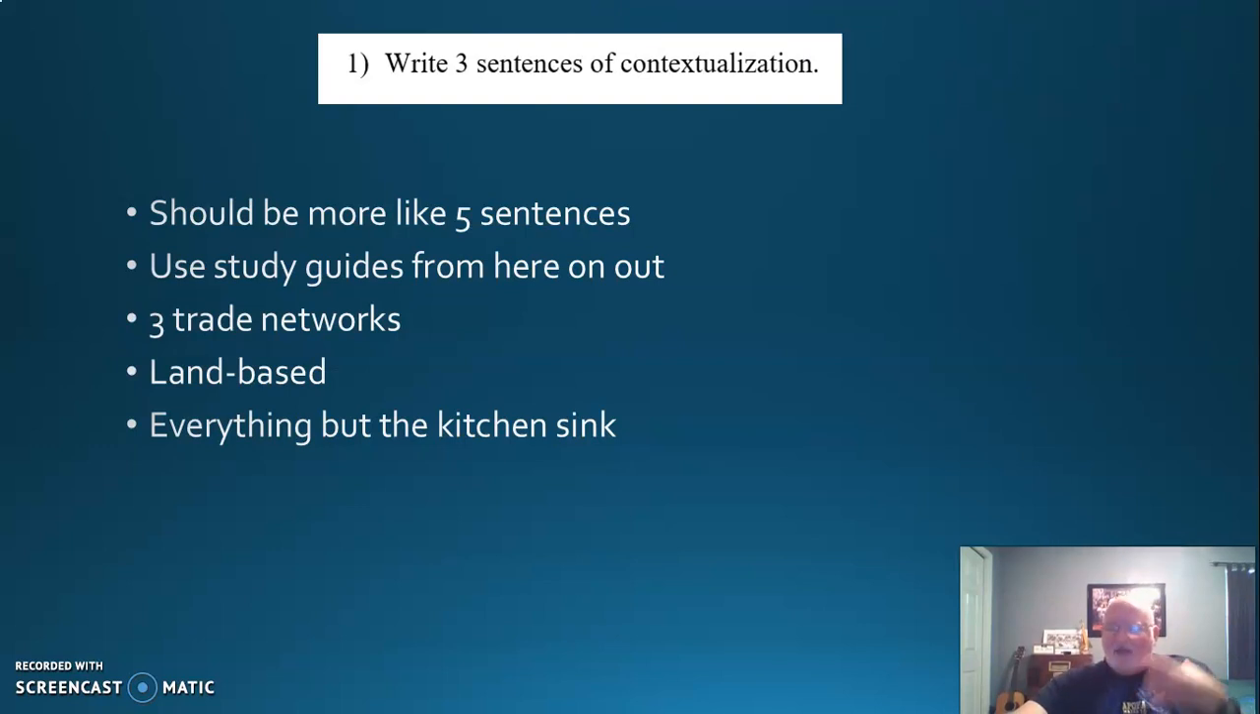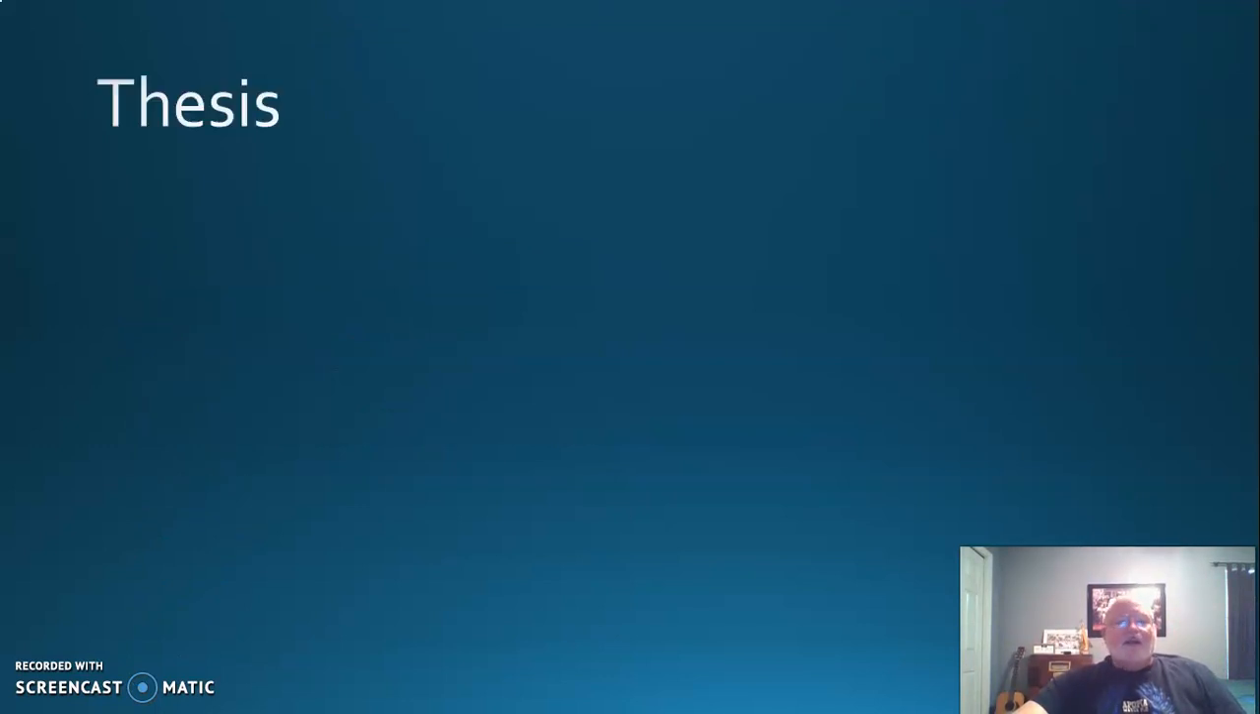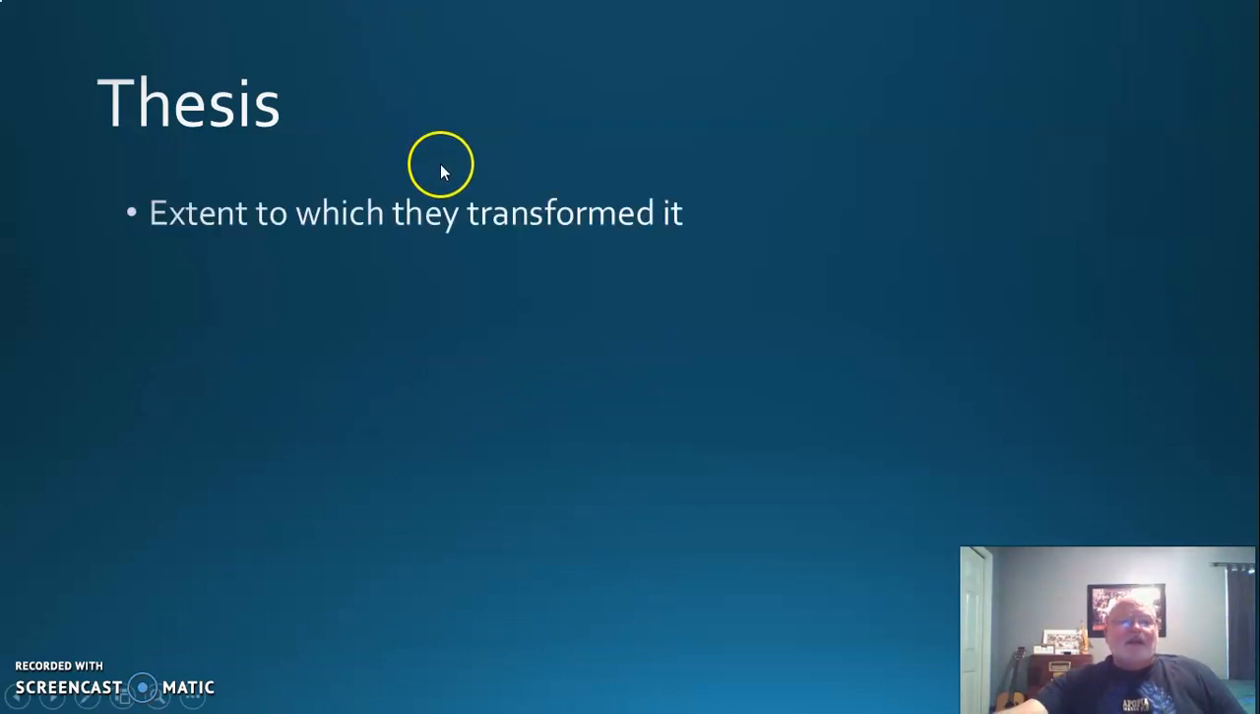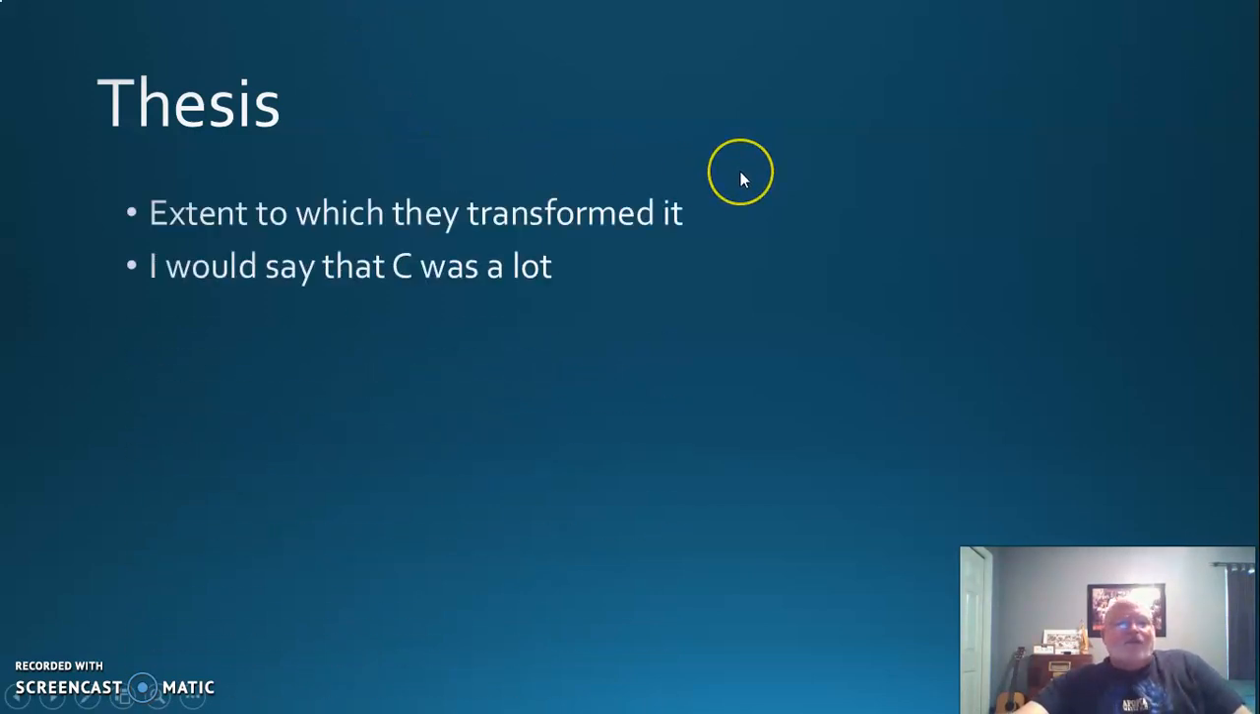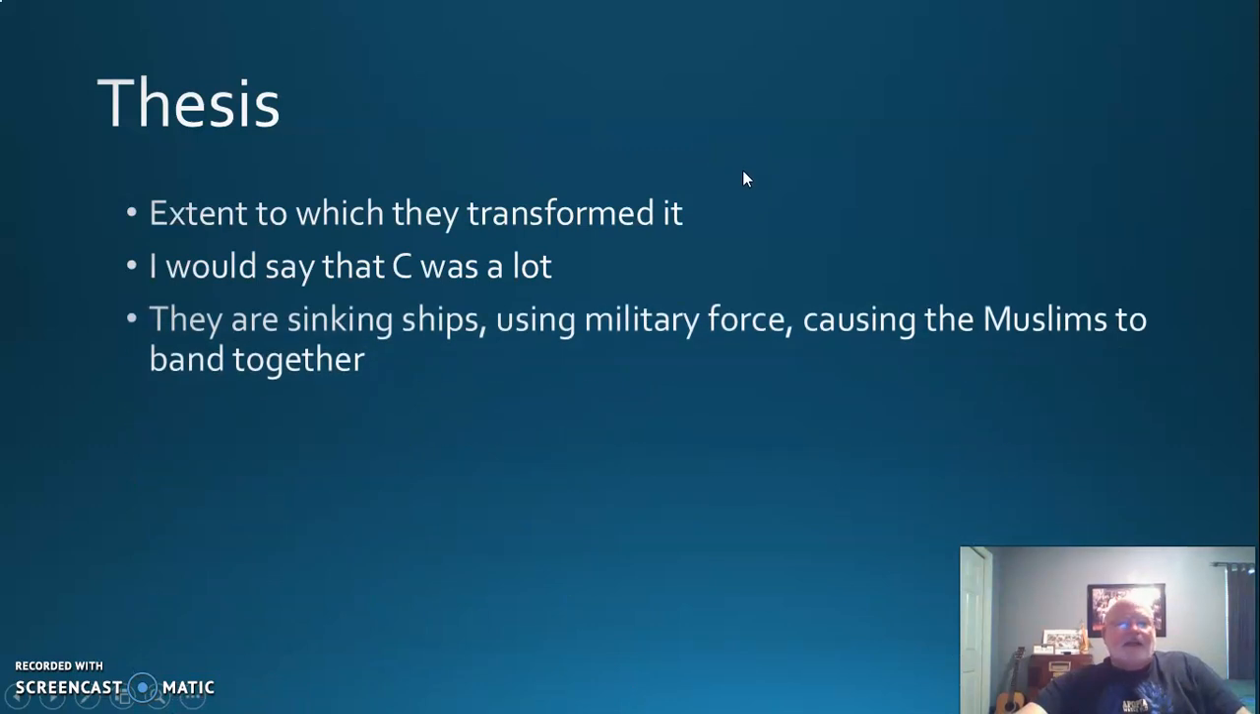But throw everything you can in. I don't care if it's a whole page, write what you can. All right, and most of you did very good there. All right, the thesis, and I've already hinted at that. Basically, this is the extent, I would say: if they're causing one Muslim leader to go to another Muslim leader and ask for help, this is having a pretty big effect on the Indian Ocean trade. Extent to which they transformed it, I would say was a lot.